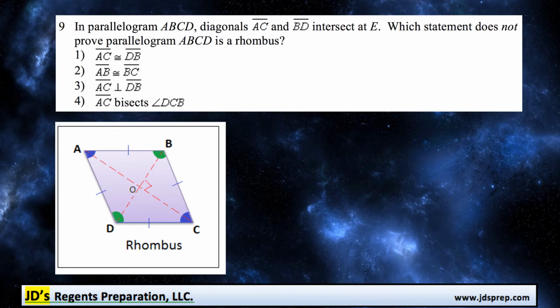This is question number 9 from the June 2016 Geometry Regents exam. In this question, we've got a parallelogram ABCD, and we know that diagonals AC and BD intersect at E. So I just added in a clip right here to help you visualize what's going on. And which statement does not prove that the parallelogram is a rhombus?